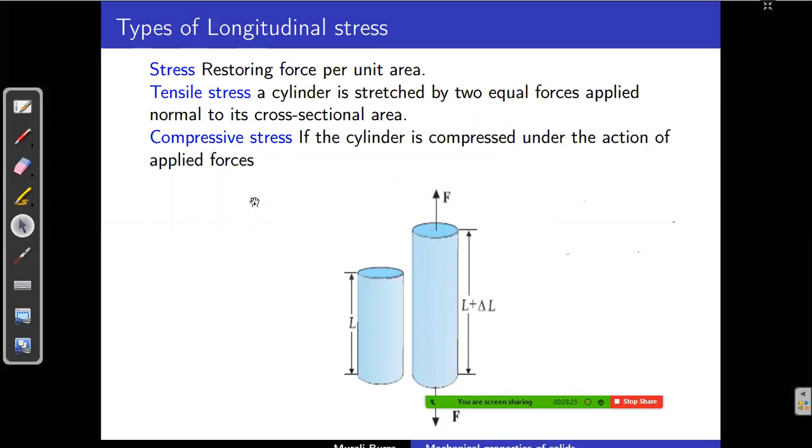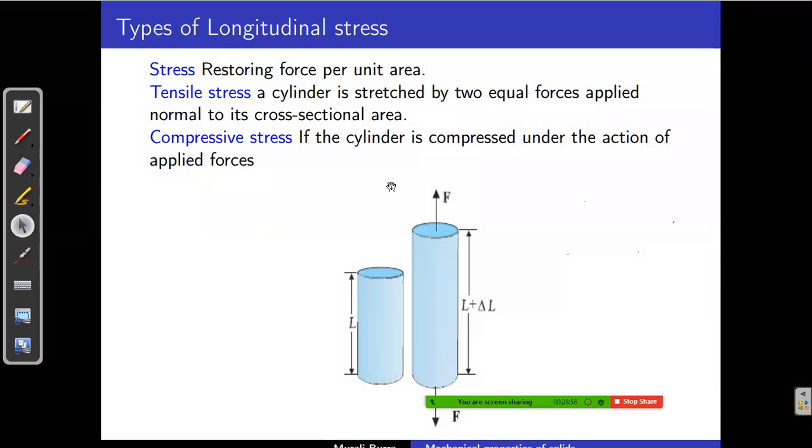So the definition is the same: force per unit area. How much force we are applying on how much unit area. Okay, here keep in mind we are not speaking about this change. We are not discussing how much change is produced, only how much force we are applying on how much area. If the length increases, then tensile stress. If we are compressing, then compressive stress. Lengthwise, we have a stress called longitudinal stress.